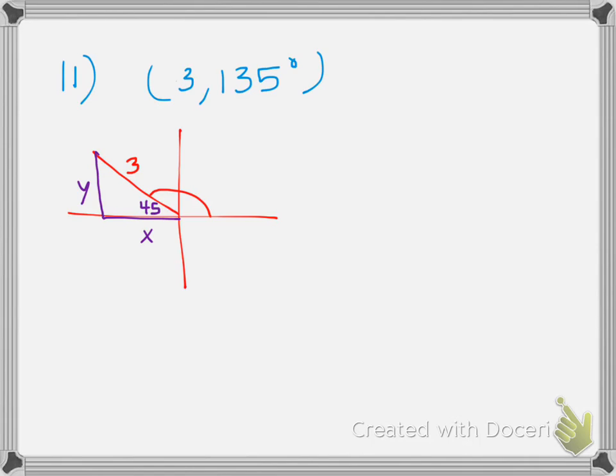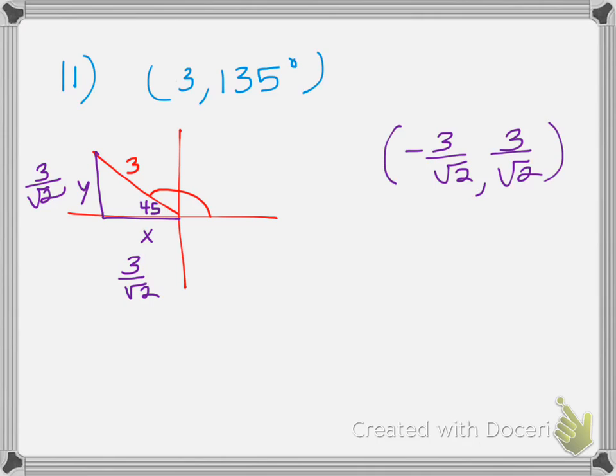And the relationship here is you divide the hypotenuse by square root of 2. So this is 3 over square root of 2 and 3 over square root of 2. Again, you could solve it using sine or cosine if you wanted to. But the point's going to be (negative 3 over square root of 2, 3 over square root of 2). Negative for the x because you're moving left, positive for y because you're moving up.